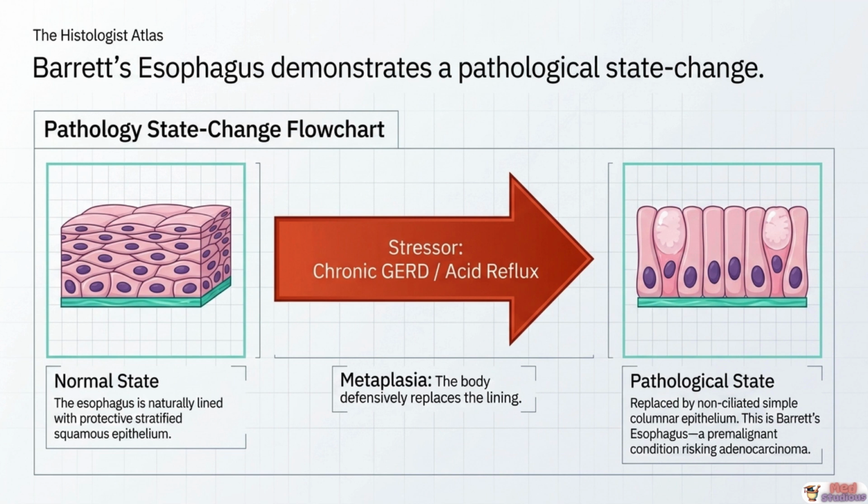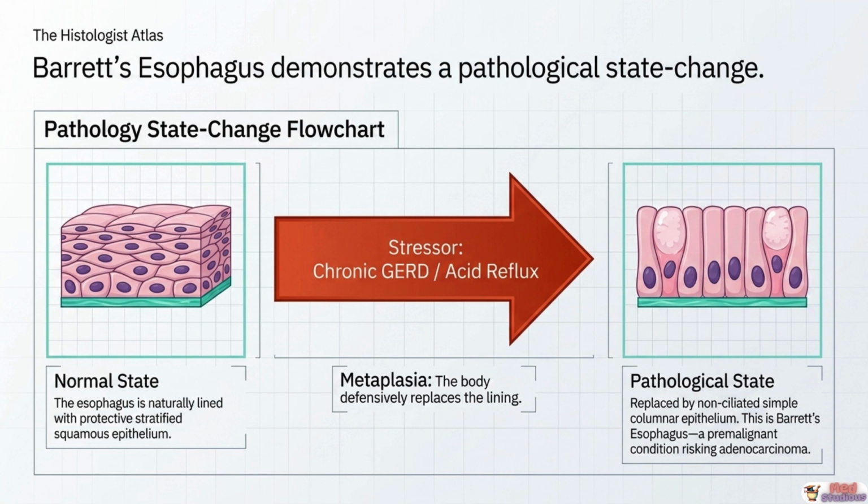Now, introduce a chronic stressor, gastroesophageal reflux disease, or GERD, the repeated backwash of acidic stomach contents into the lower esophagus. Over time, this chronic acid exposure is simply too much for the stratified squamous lining to handle. In response, the body initiates a process called metaplasia. It defensively replaces the normal epithelium with a new cell type that is better equipped to tolerate an acidic, gastrointestinal-like environment. The result is Barrett's esophagus.